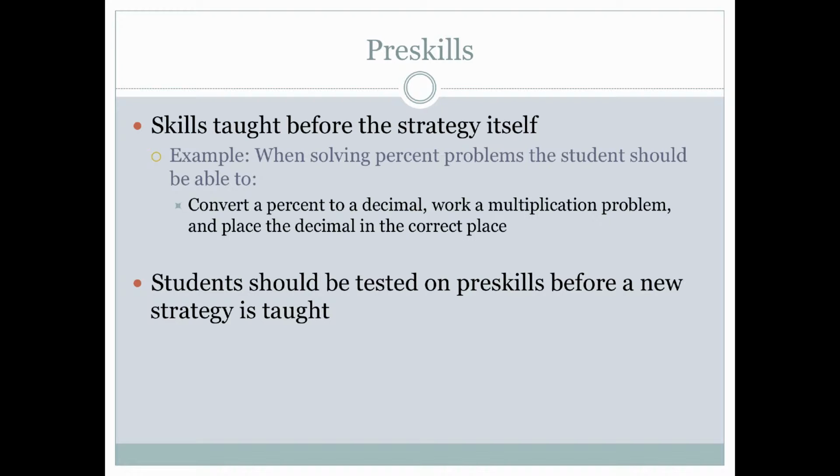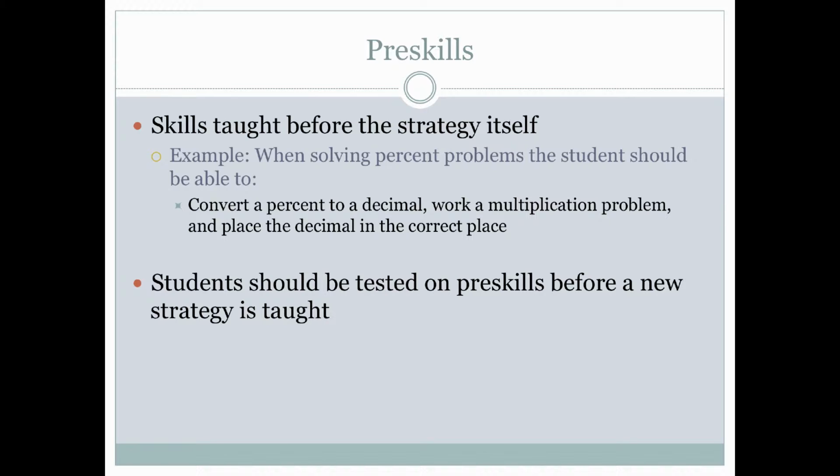But with the notion of pre-skill, what skills do they need to have to be able to do that? What are those skills that are necessary? Well, they've got to be able to convert a percent to a decimal. They need to work a multiplication problem, and they need to put appropriate decimal placement and place value. So those are the three things that students need to be able to do in order to be able to benefit from this explicit instructional strategy on how to find 23% of 67.